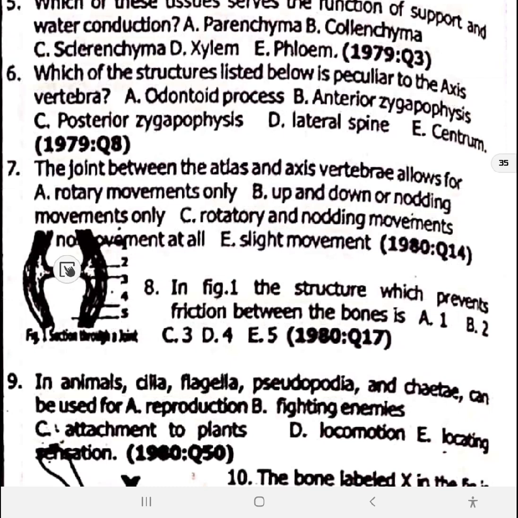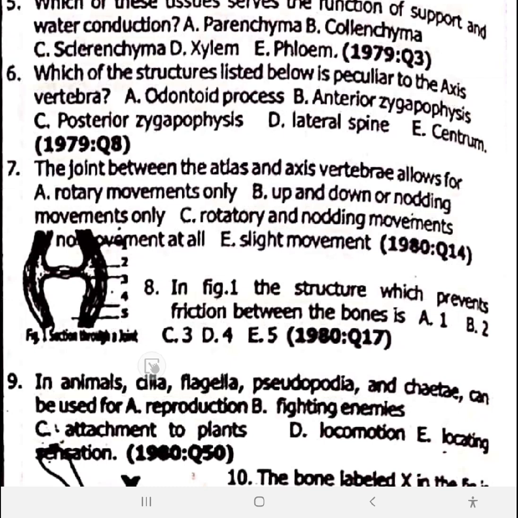In this figure, the structure which prevents friction is the synovial fluid, option B, which is this thing. It's not clear, but it's the synovial fluid. You could take that down. I would have given each of the points. The one is the bone. Can't even see it. 2 is the synovial fluid. 4 is the ligament, and 5 is called the tendon, but it's not clear.